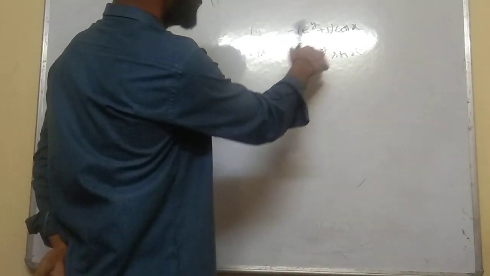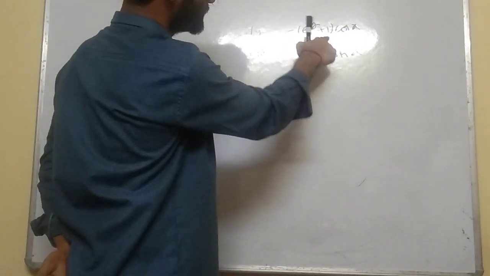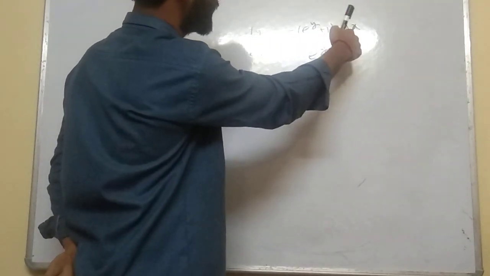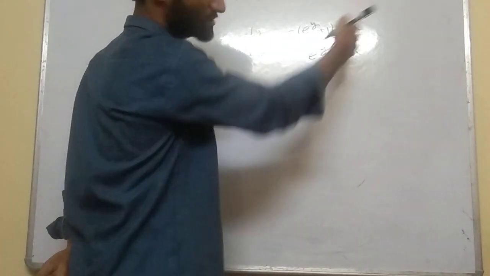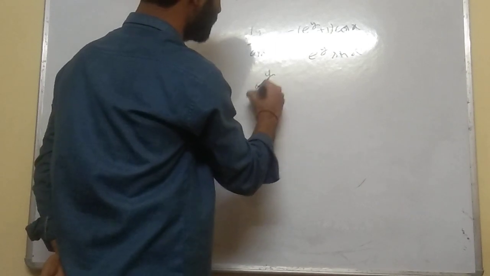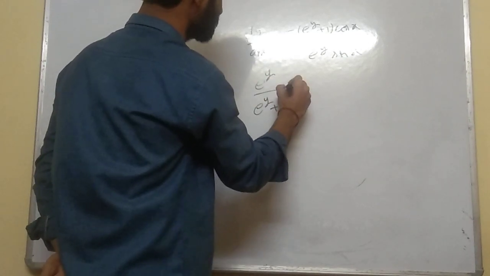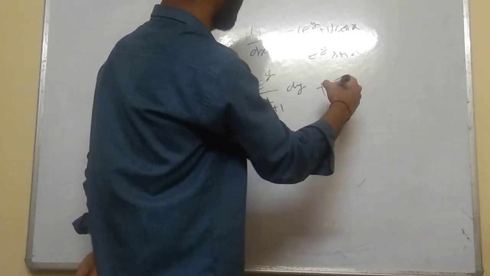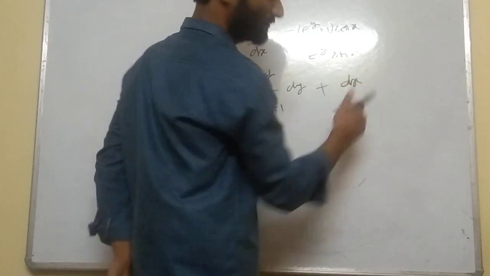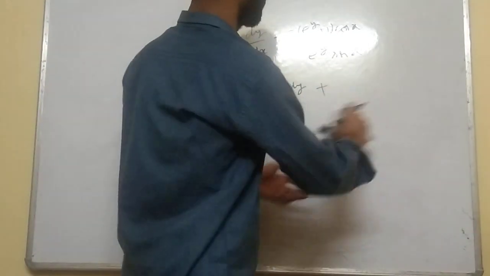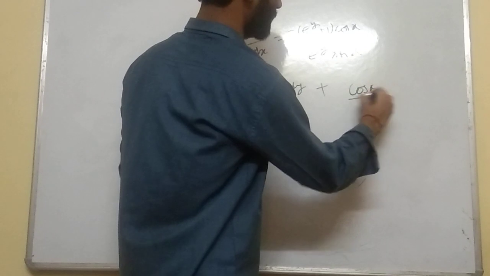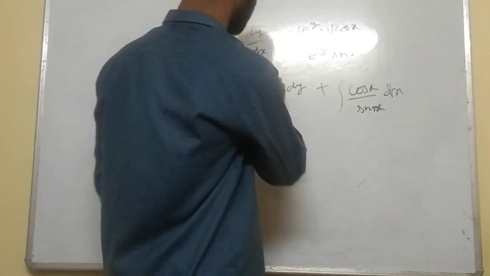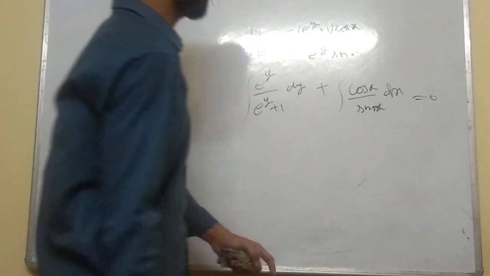And these are the terms of y, e to the power y plus 1 upon e to the power y. So this will come on this side, and the terms of x like cos x upon sin x will come with dx. So I can write e to the power y upon e to the power y plus 1 dy, plus cos x upon sin x dx, integrate, and this will become equal to 0.